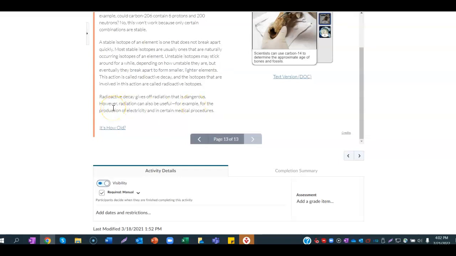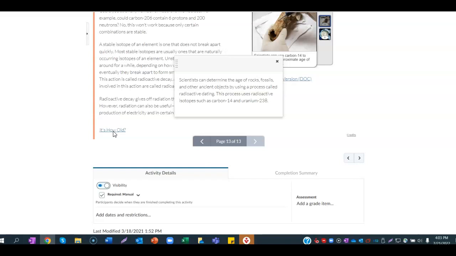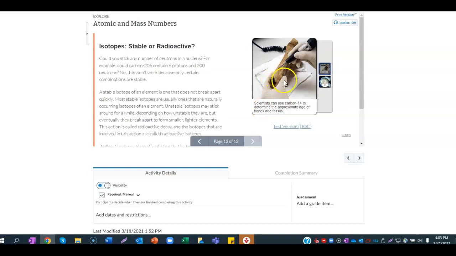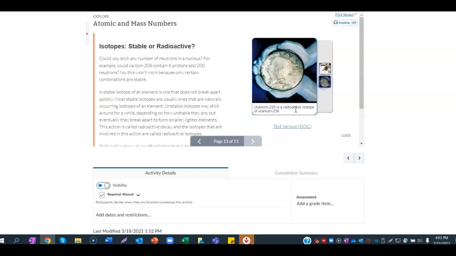And radioactive decay gives off radiation that is dangerous. However, radiation can also be useful. For example, the production of electricity and in certain medical procedures. And then you have here that we use radioactive dating. Basically, you can determine the age of rocks and fossils and other ancient objects by using this process called radioactive dating. This process uses radioactive isotopes such as carbon-14 and uranium-238. So here it goes through and gives you some information on how that happens.